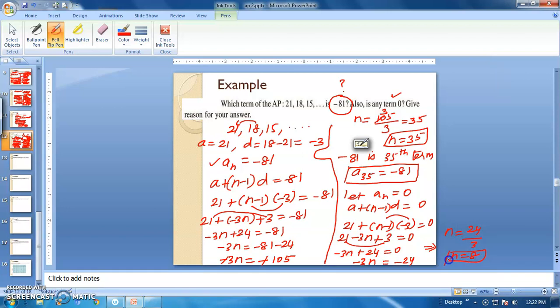So what is the conclusion now? The 0 is the 8th term of the series. How can I write this in notation? A8 equal to 0. So that's it. Okay, so what is the conclusion from the given problem? In the given AP, minus 81 is the 35th term and 0 is the 8th term. So that's it.